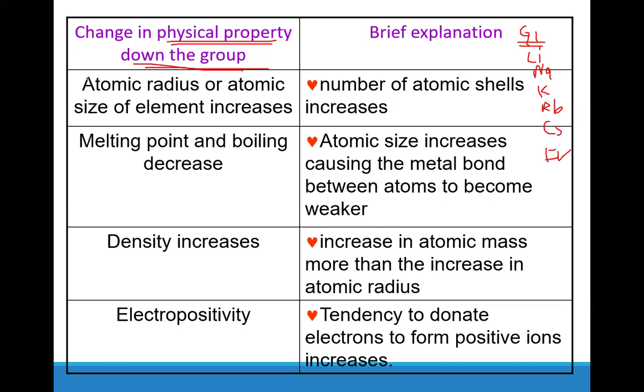So number one, the atomic radius or the size of the element increases. And that is pretty trivial because the number of atomic shells increases, right? So basically lithium belongs to the second period, sodium belongs to the third, and so on. The period number increases, and the number of occupied electronic shells also increases. That's why their atomic radius increases. The melting and boiling points decrease.